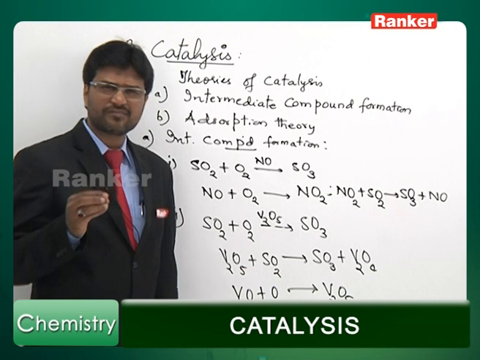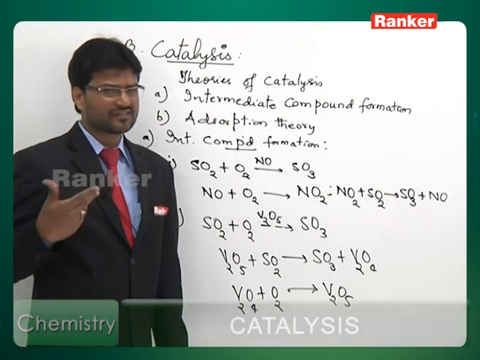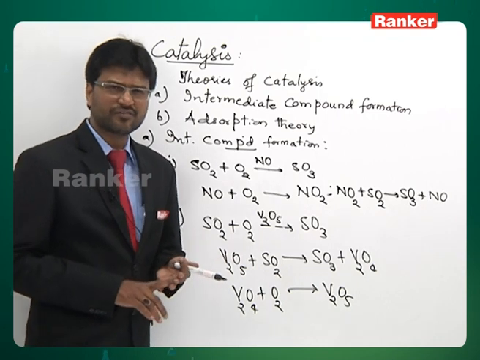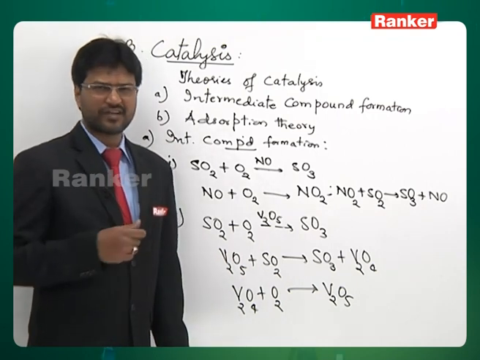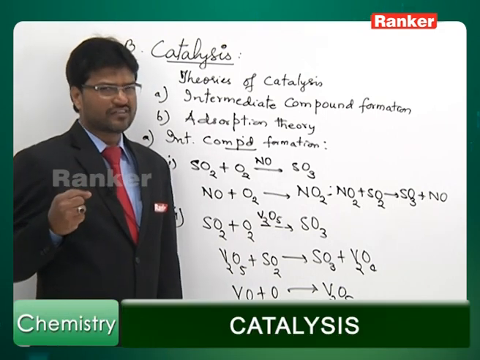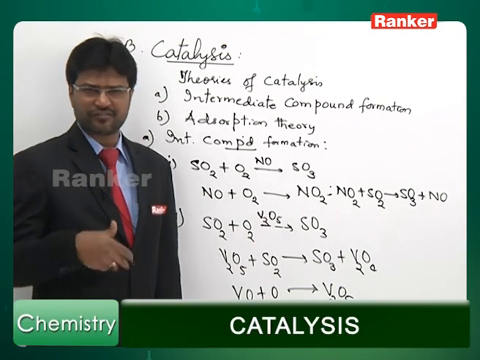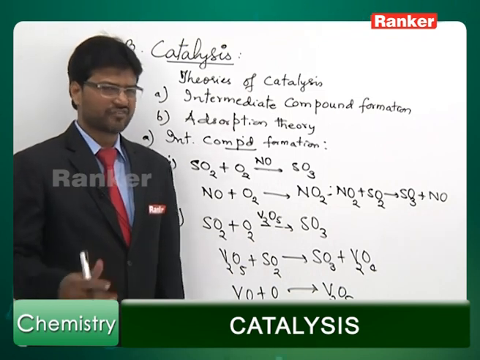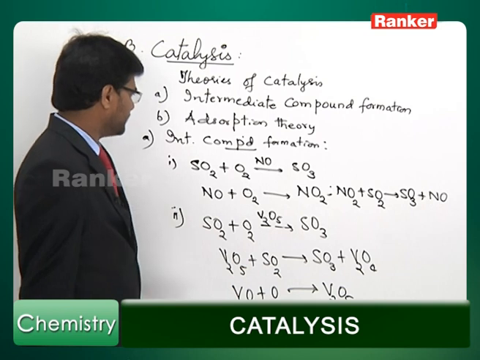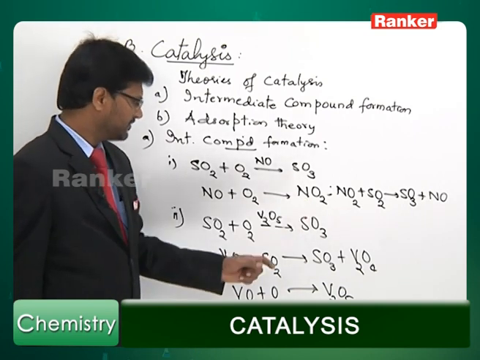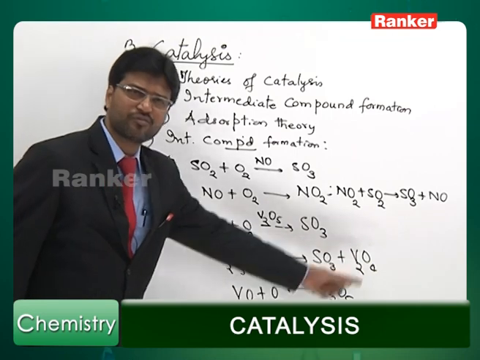So we can say transition metals and their compounds are able to act as good industrial catalysts. When it comes to compounds, we say it is because of its ability to show variable oxidation state that it is capable of acting as catalyst. Whereas when it comes to metals, we say that they act as good adsorbents for reactants and therefore can catalyze heterogeneous catalyzed reactions. I have given two examples to explain intermediate compound formation theory. Here the intermediate compound is NO2, whereas in this case the intermediate compound is V2O4.